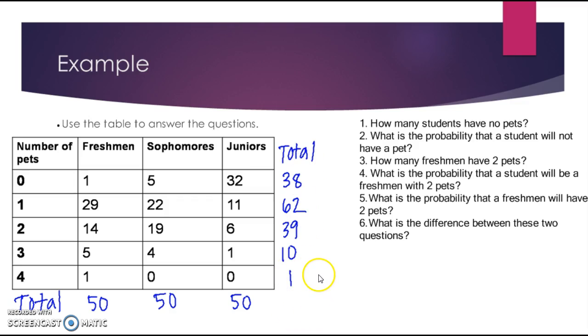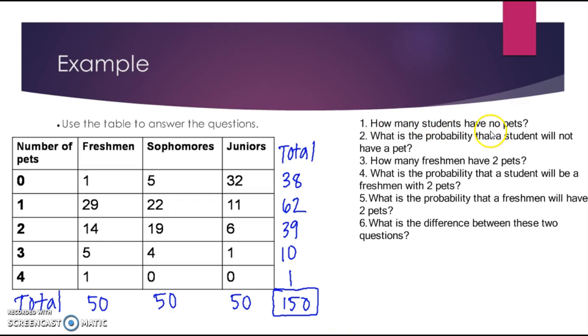Then I need to add up my grand total. So 38, 62, 39, 10, and 1 gives me 150, which I can easily count 50, 50, and 50 to also get 150. So my grand total of students surveyed in this two-way table is 150.